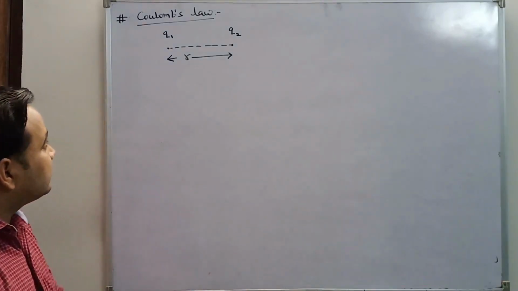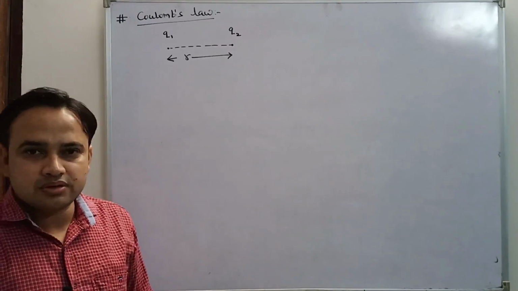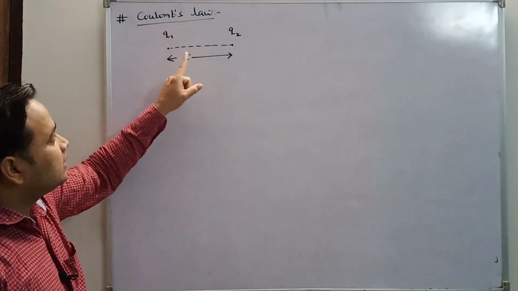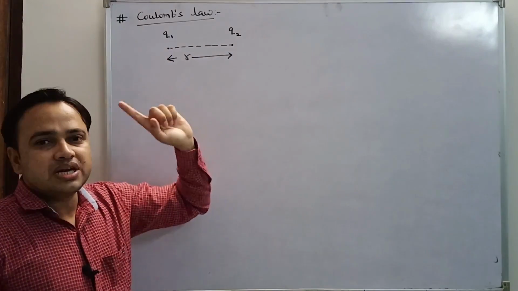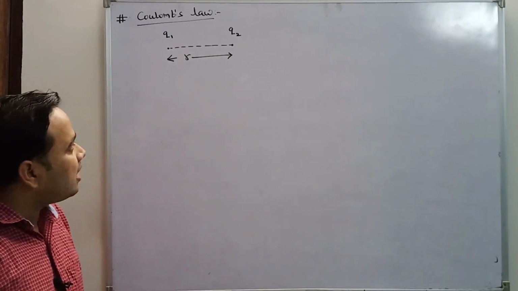So look at this Coulomb's law. Today we are going to discuss Coulomb's law and the principle of superposition. So what is Coulomb's law? There are two charges. Look here, there is Q1 and Q2. The two charges are there and the distance between these charges is small r.